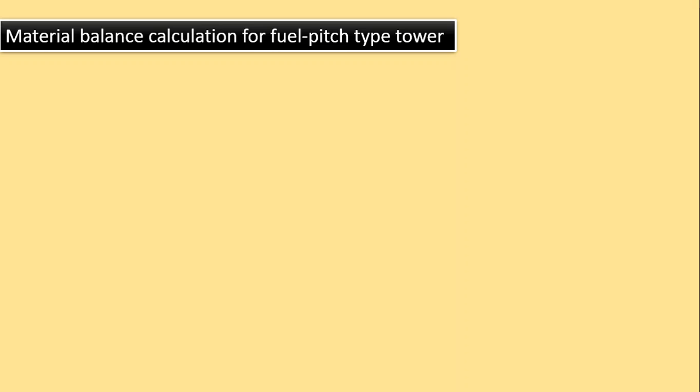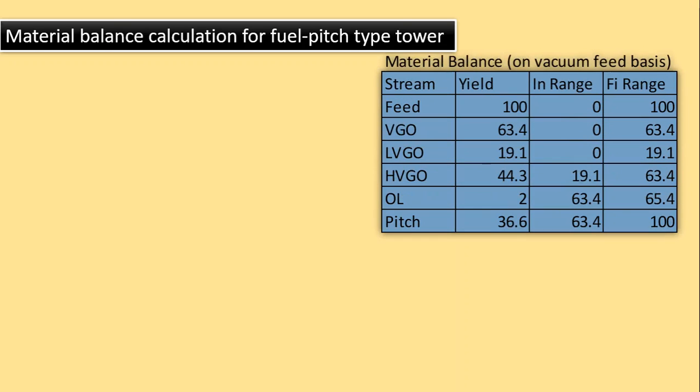So today we'll discuss the remaining portion of the material balance calculations for fuel pitch operation. We have discussed till now how to find out the different streams: LVGO, HVGO, then overflash and then pitch. So we have discussed all these things.